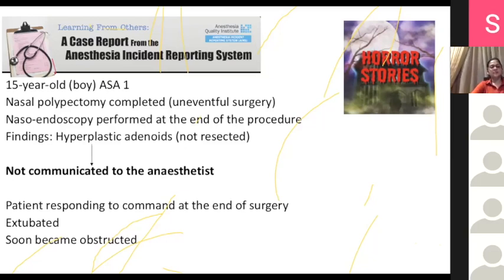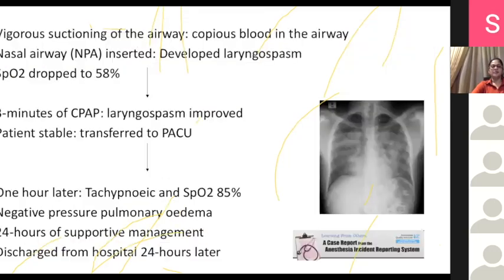And what happens next? He soon becomes obstructed. So the anesthetist vigorously does suctioning and tries to remove blood out of the airway, but there's more and more blood coming out. They insert a nasopharyngeal airway because now the patient goes into laryngospasm and his saturation drops to 58%. They give 3 minutes of CPAP, the laryngospasm improves, the patient becomes stable, and they transfer the patient to the post-anesthesia care unit.